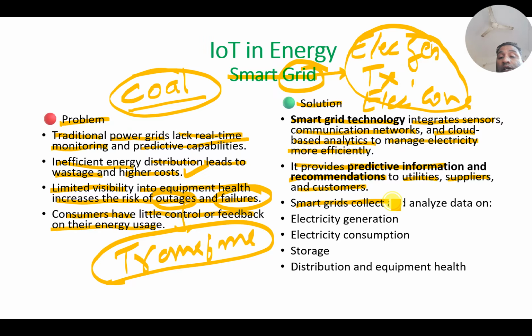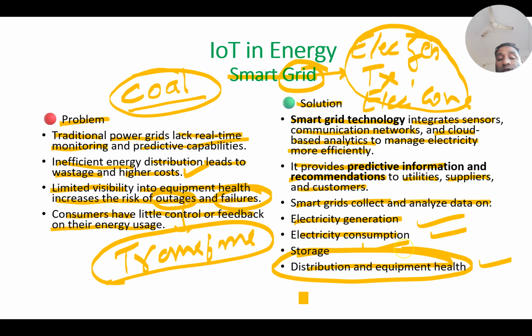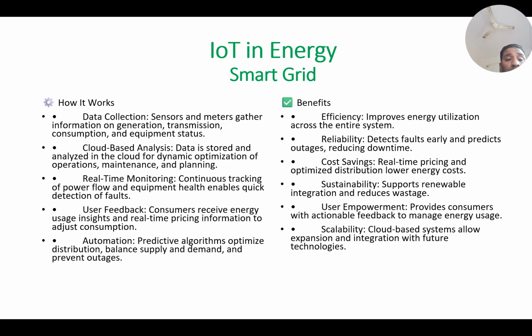Now, smart grids collect and analyze the data on electricity generation. It will check how much electricity is generated, how much electricity is being consumed, what the storage is, and the distribution and equipment health. Transmission is also known as distribution. We will have cables, poles, transformers, various step up transformers, step down transformers. We need to monitor the health of all those equipments. Distribution and equipment health.